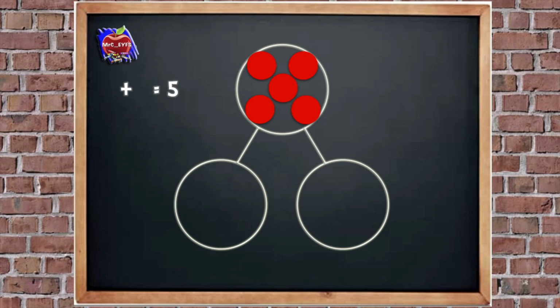Right, I'm going to put 1 in the left part, and then all of the other counters I'm going to put in the right part because we have to get rid of all of them. So let's count them in. We've got 1, 2, 3, 4. So there is our first number bond. We've got 1 and 4. But as a number sentence, we can say 1 add 4 equals 5.